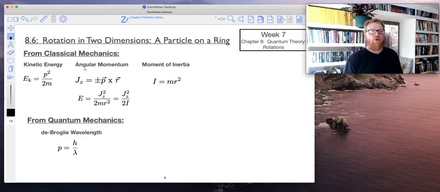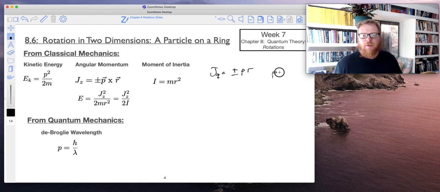So here's what happens. We've got our classical mechanics equations, we've got our quantum mechanics equations. Let's smash them all together. So we can write here that classically Jz is plus or minus PR. I'm just going to write that as PR, even though we know that it's technically the cross product, okay? And I know here from the de Broglie wavelength that P equals H divided by lambda. So that's a pretty obvious place that I can combine these. So I can say Jz equals plus or minus HR divided by lambda, okay?